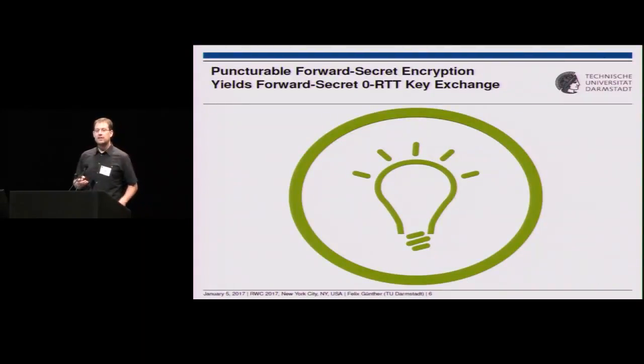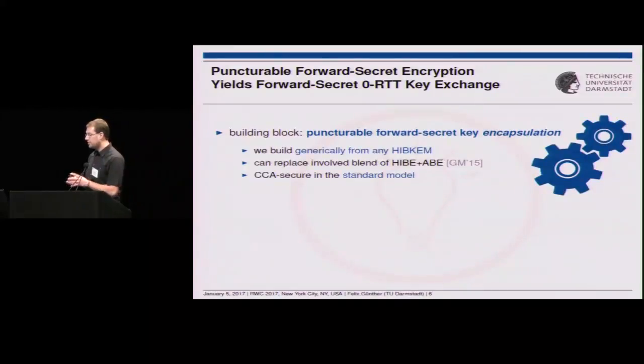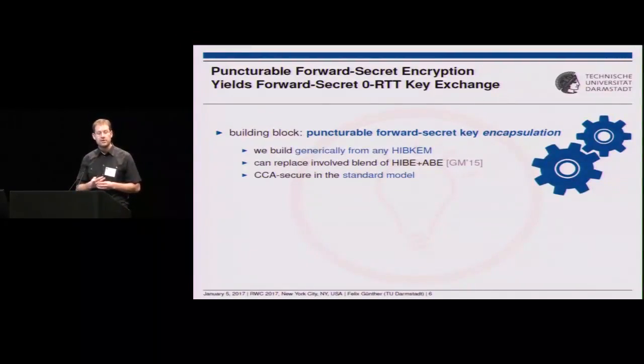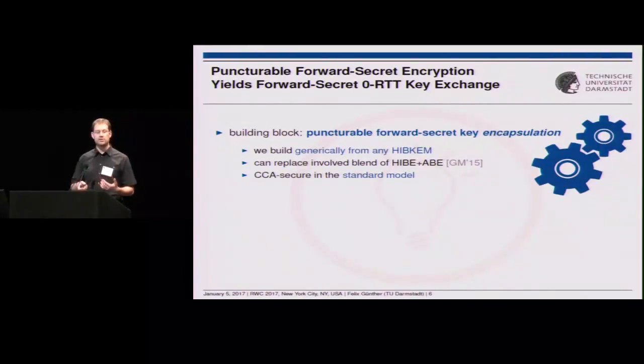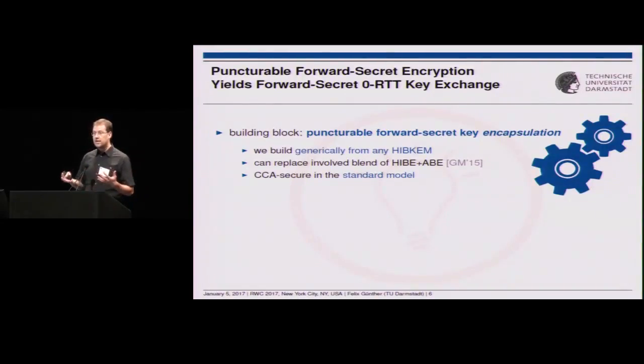So our core observation is that this type of puncturable forward secret encryption relatively directly yields forward secret zero round-trip time key exchange. Our technical contribution is then twofold. So the first thing is we establish puncturable forward secret key encapsulation as the core building block for this protocol. So here, encapsulation simply means instead of encrypting a message, we're encrypting a symmetric key. We then show how to build such PFS-KEMs in a generic way from any hierarchical identity-based KEM, such that we achieve strong CCA security without relying on the random oracle, and that way improving over the previous designs.